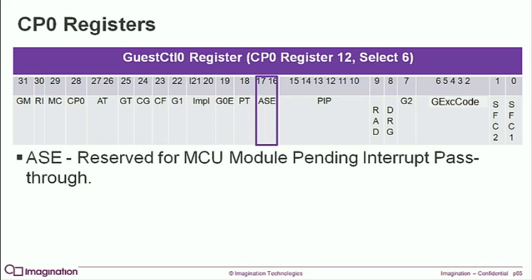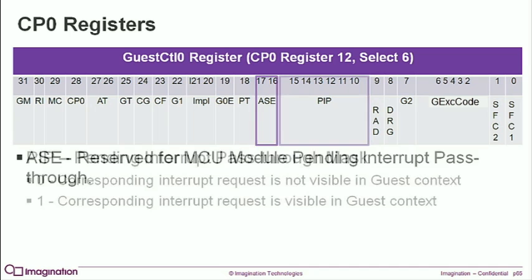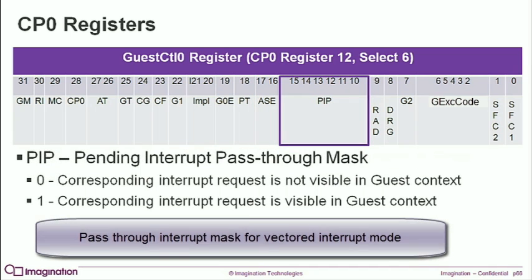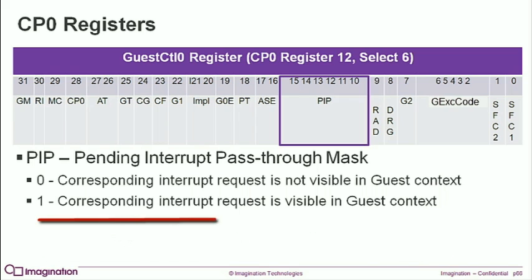If the processor includes the MCU ASE, which expands the number of interrupts from 6 to 8, then these bits will be used as part of the pending interrupt pass-through mask. This is the mask of interrupts that will be passed through to the guest OS without hypervisor intervention if the processor is in non-EIC mode. If a bit is set, the external interrupt will be directly handled by the resident guest OS. This mask is enabled or disabled by the PT field in this same register.